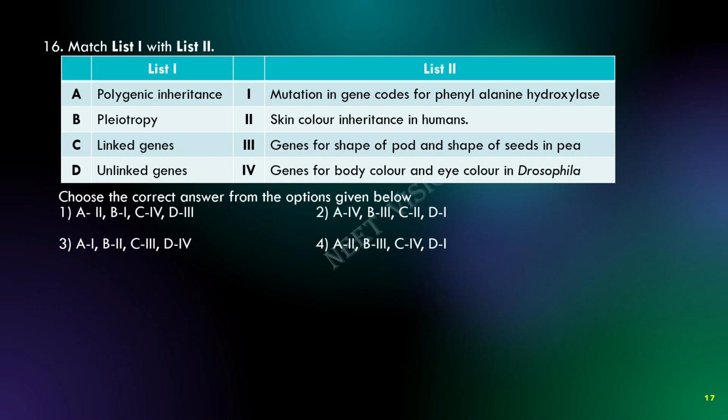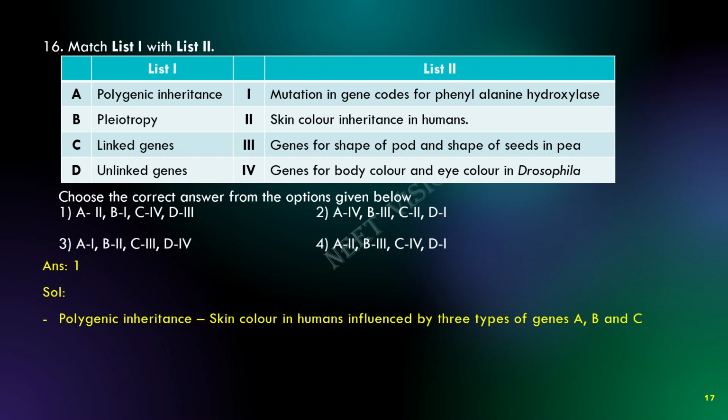Linked genes: the genes for body color and eye color in Drosophila are linked genes. Genes that are not linked are present on different chromosomes, like genes for shape of pod and shape of seeds in pea. So A2, B1, C4 and D3. The first option must be the correct one. Let us see the answer. First one.